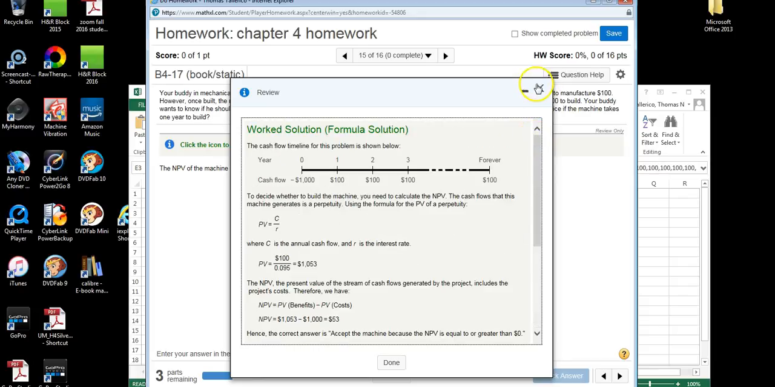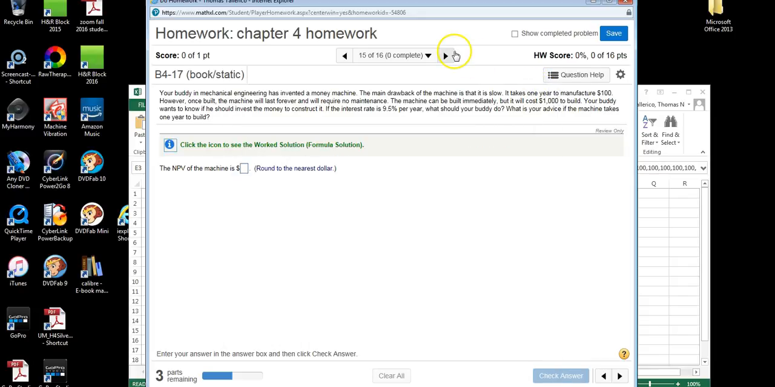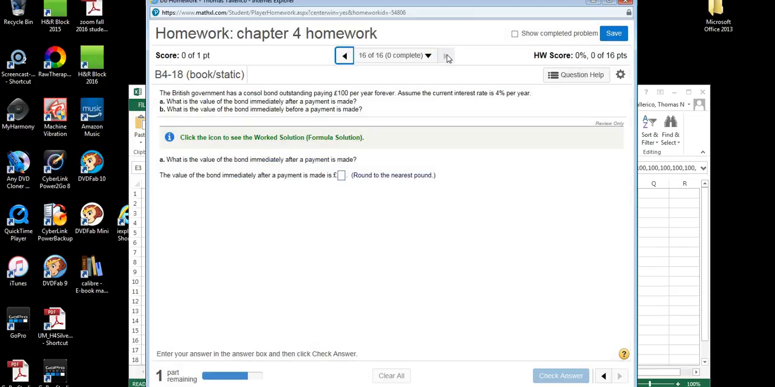Okay, so let me close that, and let's go on to the next problem. I think that's probably the British government has a console bond outstanding, paying $100 per year forever. I think that's the same concept, right? The interest rate is 4%. And so we click on here to get the answer.